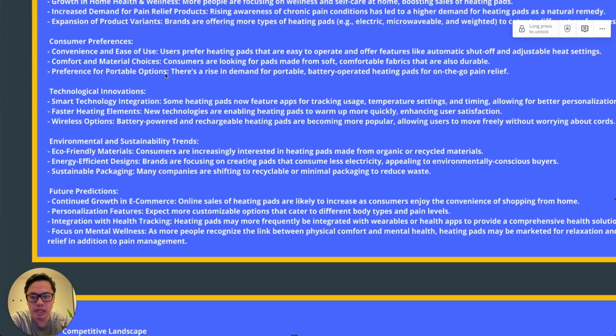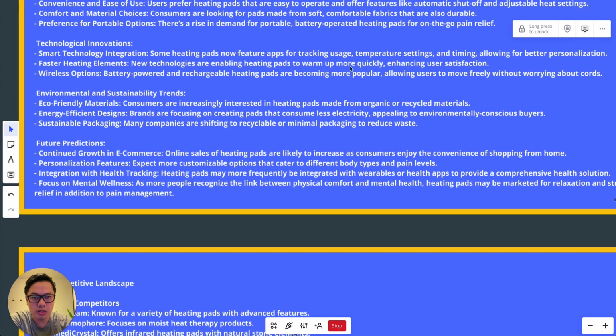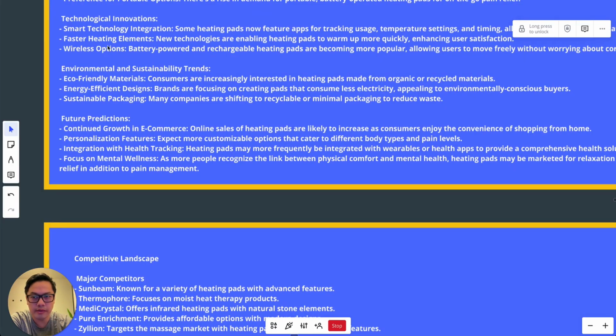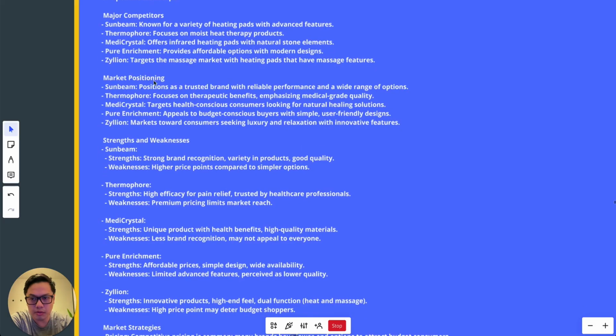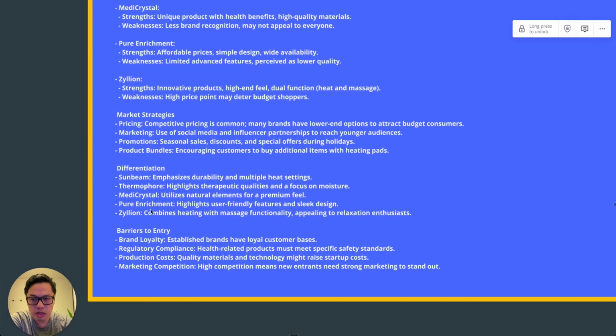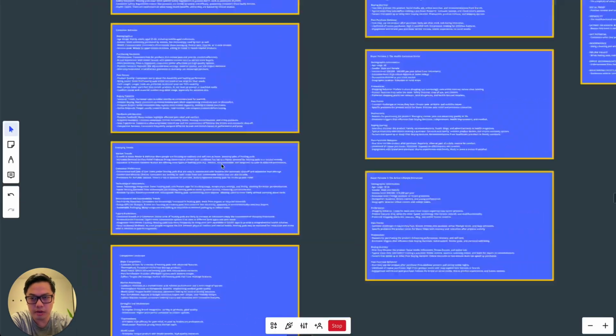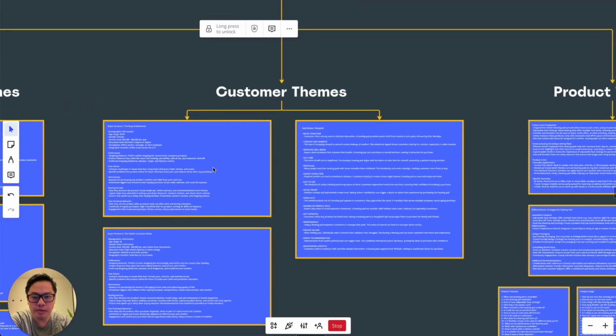So if we are able to show that we can be battery powered, which I don't think, I think most of these are going to be electric. We'll see how important that one is, but good to know that that would be an angle. Smart technology, so tracking usage, temperature things, okay. Faster heating elements, wireless options, okay. Eco-friendly, energy, sustainable packaging. Okay, so nothing new there. Competitive landscape, okay, so they already mentioned these brands. Brand recognition. Okay, so nothing in the competitive landscape that stands out that would be extra information. Okay, so we're gonna jump into customer themes now.